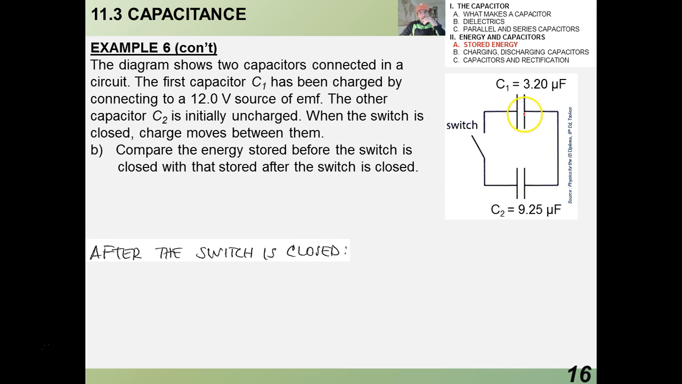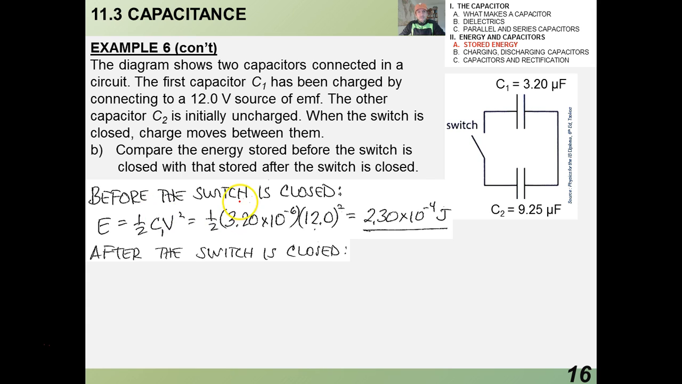Now, part B: compare the energy stored before the switch is closed with the energy stored after the switch is closed. Before the switch is closed, I have a total energy of 1/2 C1 V1 squared, where V1 was the initial EMF of the battery that charged it, which is 2.3 times 10 to the minus 4 joules. Now, after the switch is closed, things get a little more interesting.